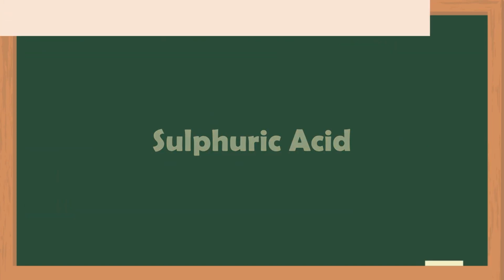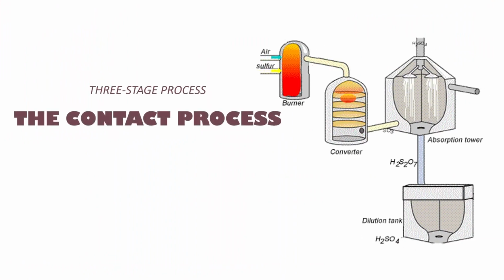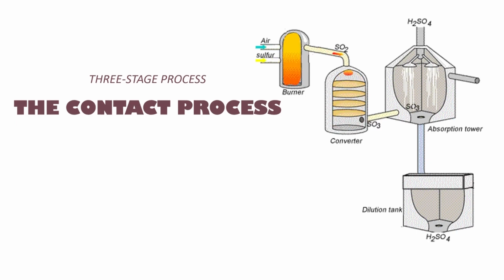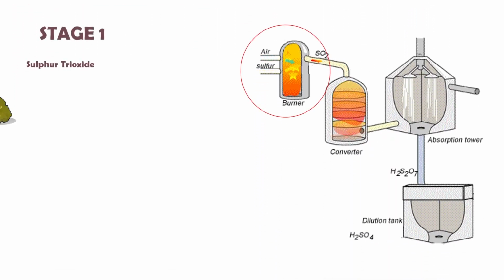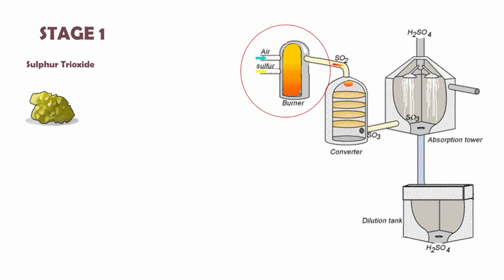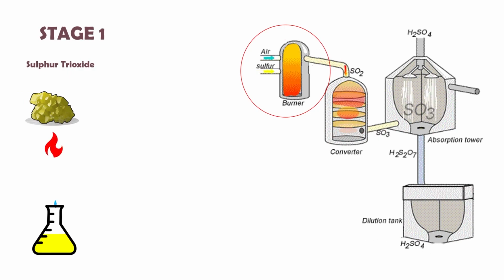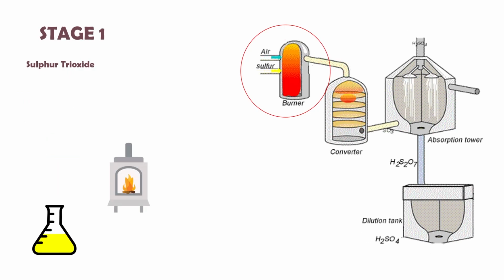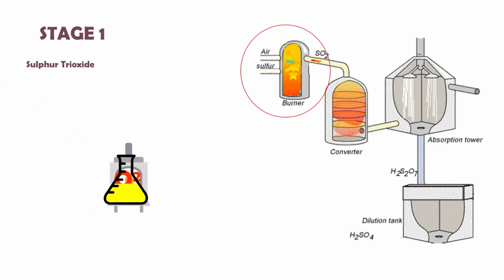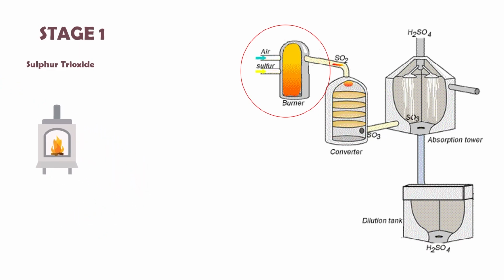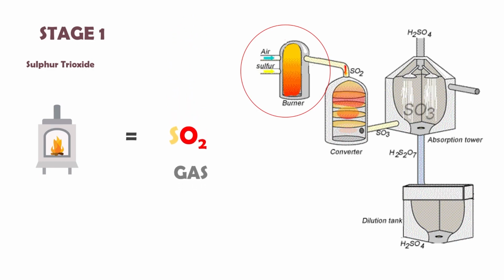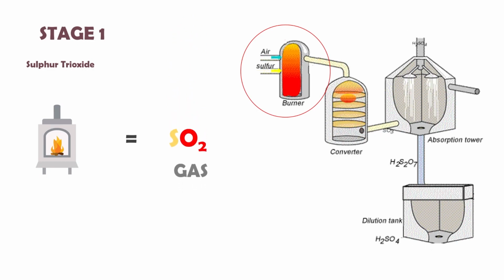Do you know how it is made? Here's how. Sulfuric acid is made through a three-stage process called the contact process. In stage 1, sulfur is obtained in its elemental form in a solid, then it is melted down into a liquid and combusted with oxygen in a furnace. Sulfur that reacts with oxygen will form sulfur dioxide in the form of gas.